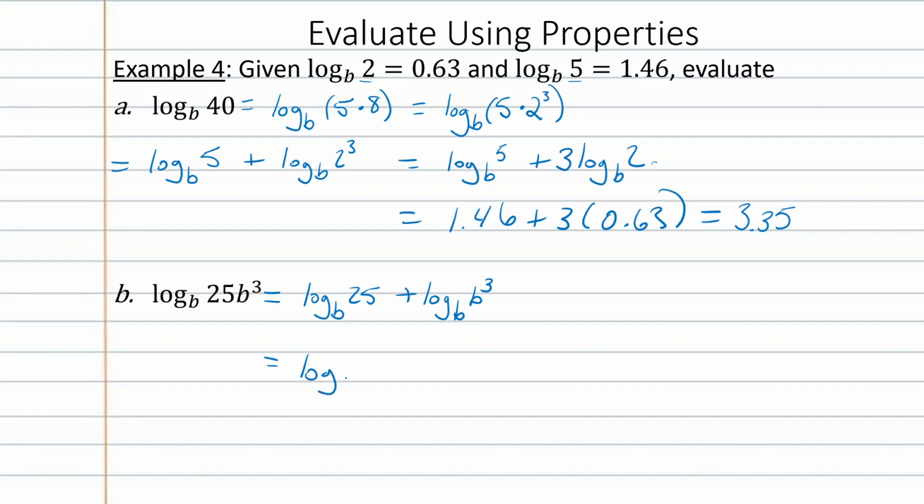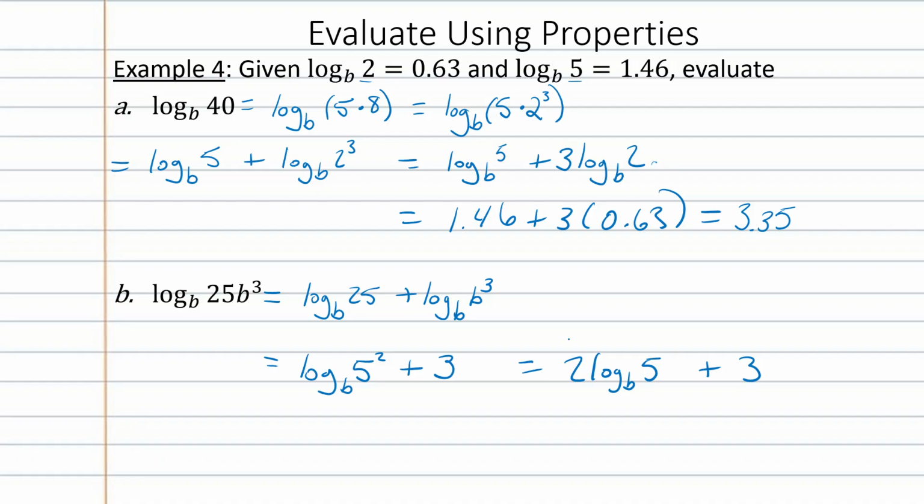I'm going to go ahead and write this as the log base b of 5 squared instead of 25. But what do I know about the second term here? The log base b of b to the third. I have a property that says that should simplify down to 3. Okay. Well, then what I could do is pull the squared forward. So I'll have 2 log base b of 5 plus 3.